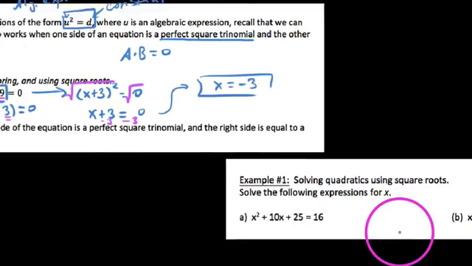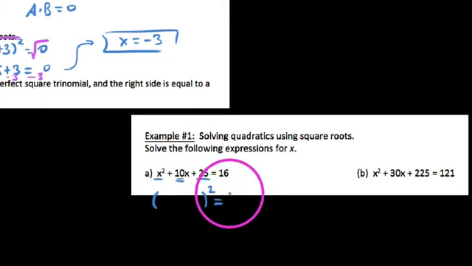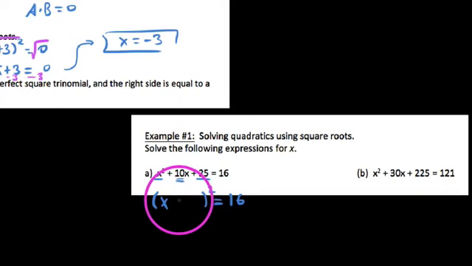So what I want to do in these next two examples is essentially this. It says solve the following expressions for x using square roots. In each case, the left side of the equation is a perfect square trinomial. We can tell this in the first one because this is a perfect square of x, this is a perfect square of 5, and if I take 5 times x and double that, I get this middle term. So when I say let's solve this using square roots, I'm really saying let's rewrite the left side as the square of a binomial, literally x plus 5 squared equaling 16.